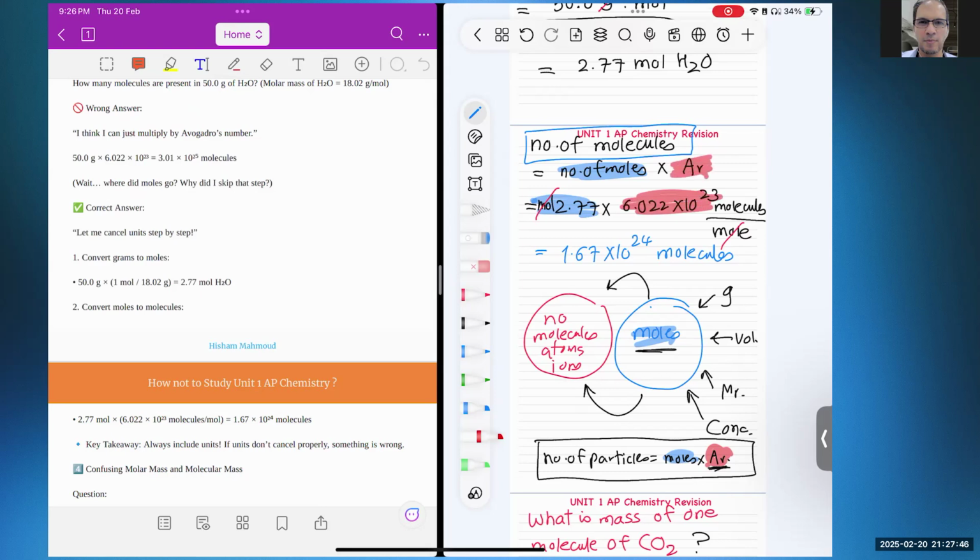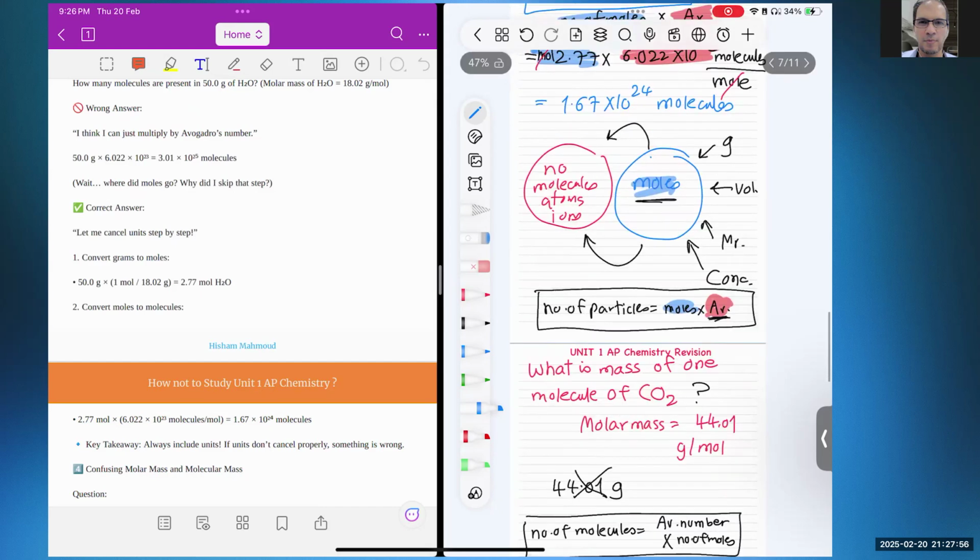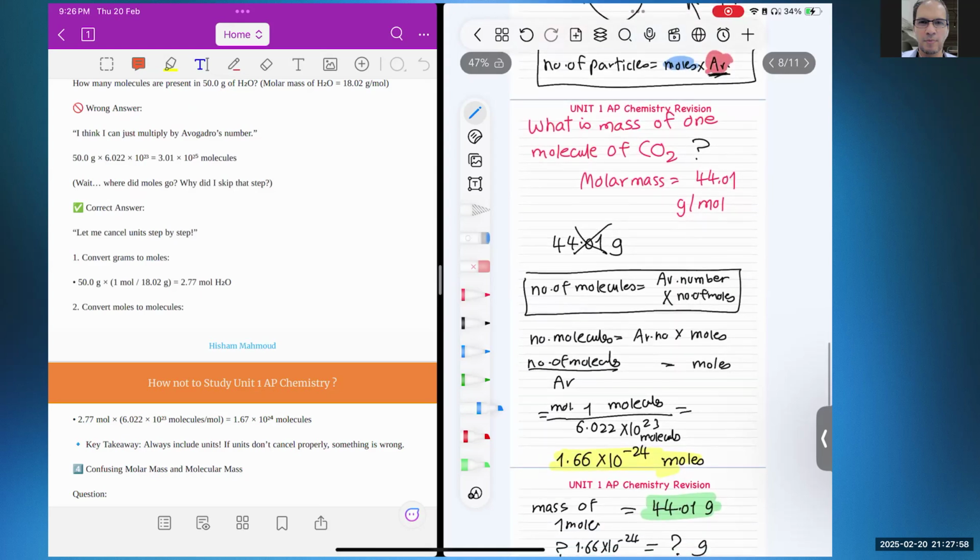2.77, we got this as the number of moles in the previous step. And in the next step, we multiply by the Avogadro's number equal to 1.67 multiplied 10 to the power 24 molecules. What is the mass of one molecule of carbon dioxide? 44.01 grams per mole is the molar mass.